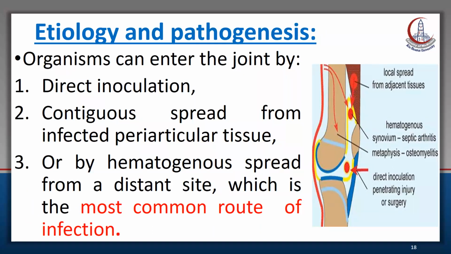The etiology and pathogenesis of arthritis. Organisms can enter the joint by either direct inoculation, contiguous spread from infected periarticular tissue, or by hematogenous spread from a distant site, which is the most common route of infection. As we said in osteomyelitis, the most common route in osteomyelitis and arthritis is the hematogenous mode of transmission.